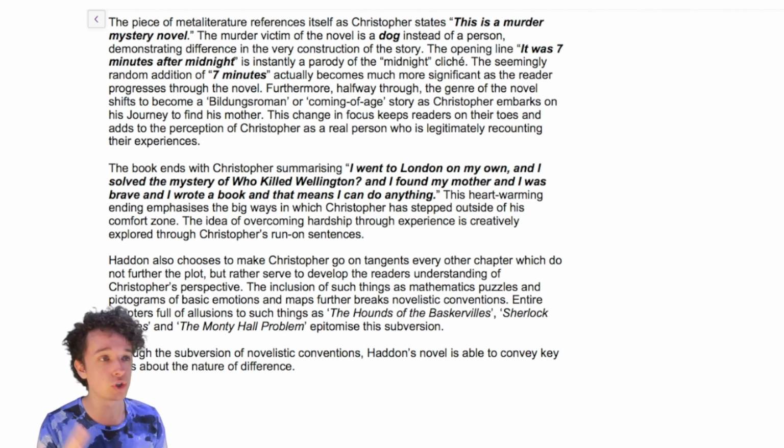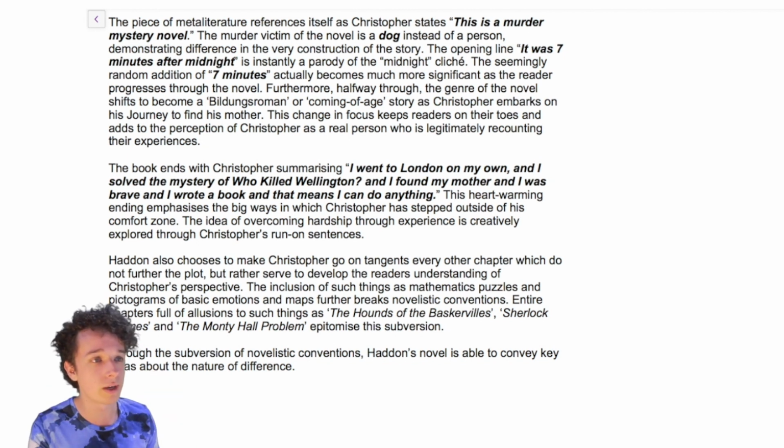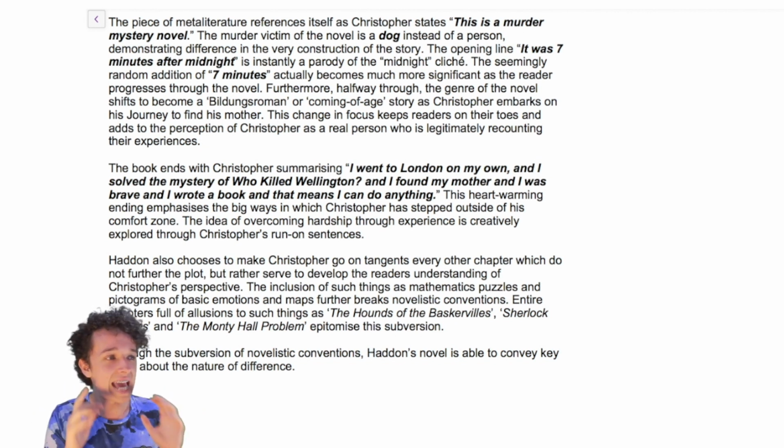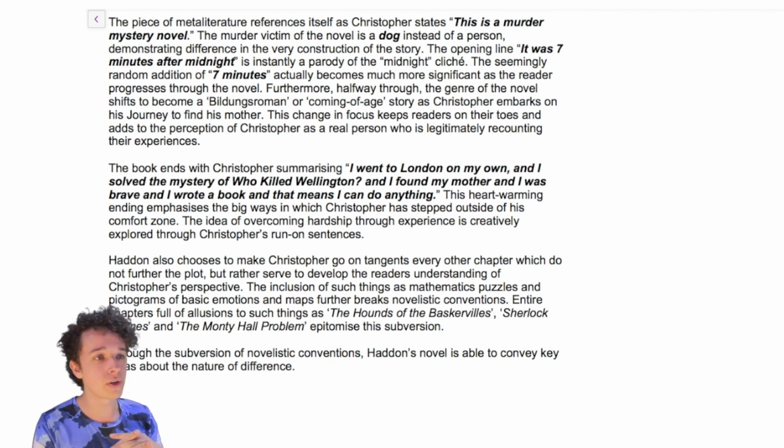Furthermore, halfway through, the genre shifts to become a Bildungsroman or coming-of-age story, as Christopher embarks on his journey to find his mother. This change in focus keeps readers on their toes and adds to the perception of Christopher as a real person who is legitimately recounting their experiences.